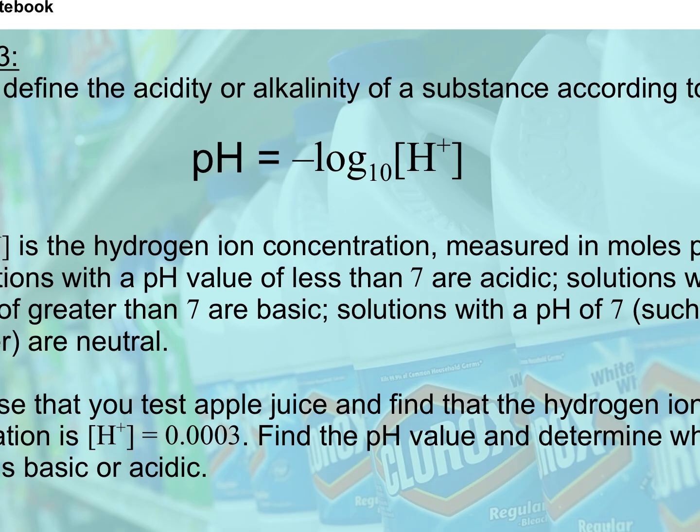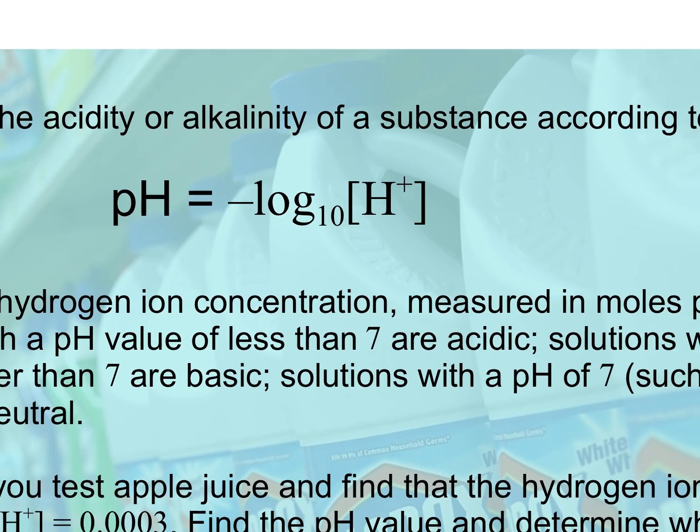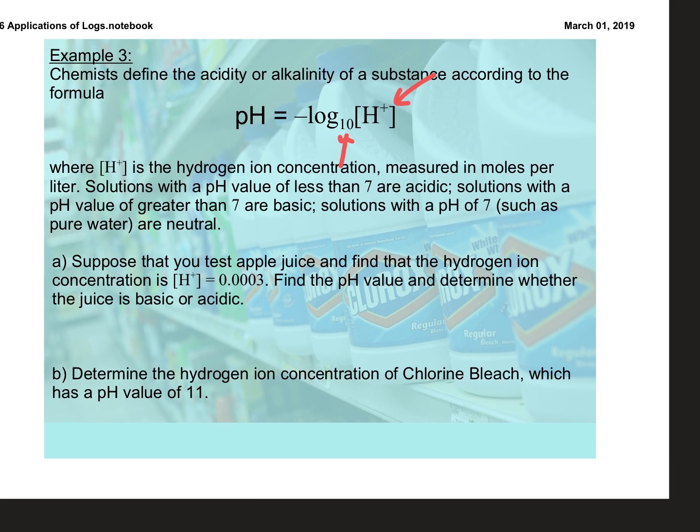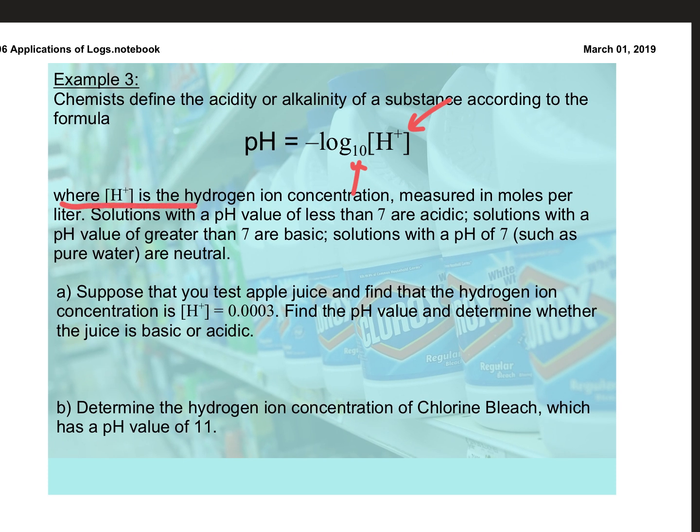But anyways, so alkalinity of a substance. This is negative log base 10 of what the heck is H plus? You'd have to look in the problem. I don't know. Let's see what it says. Oh, where H plus is the hydrogen ion concentration. All right, so here's an H plus of 0.0003, and you're going to put it right there.